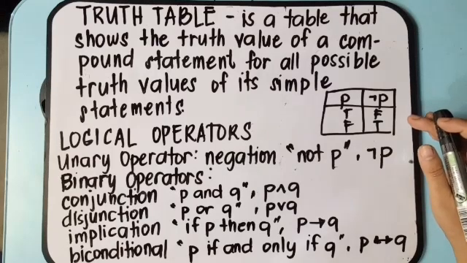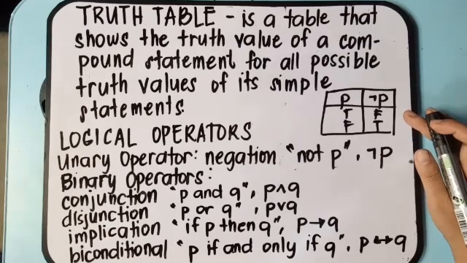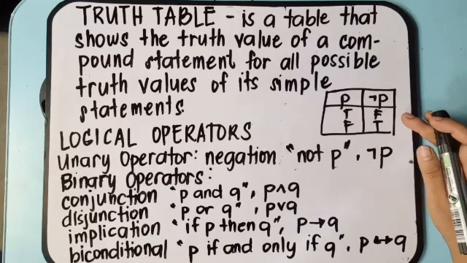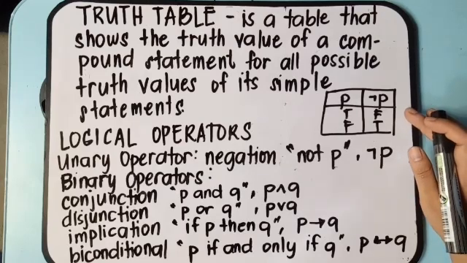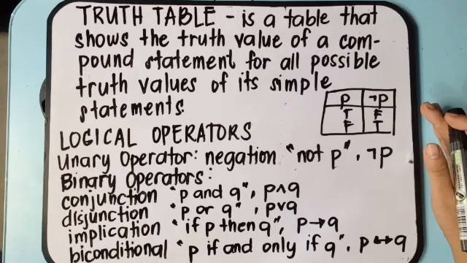So this table, class, is an example of a truth table. This is the truth table for the logical operator negation. Okay, so this will help us later to determine the truth values of these given compound statements.